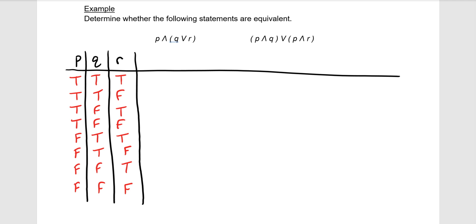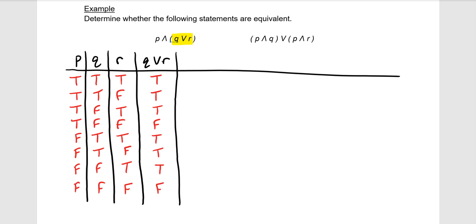We don't have any negations, so let's go ahead and just do this one first, the one on the left. So we have to do the disjunction Q or R. For the disjunction Q or R, that's going to be true when either Q is true or R is true. So taking a look at that, first one's going to be true, true, true, false because they're both false, and then true, true, true, and then false because they are both false.